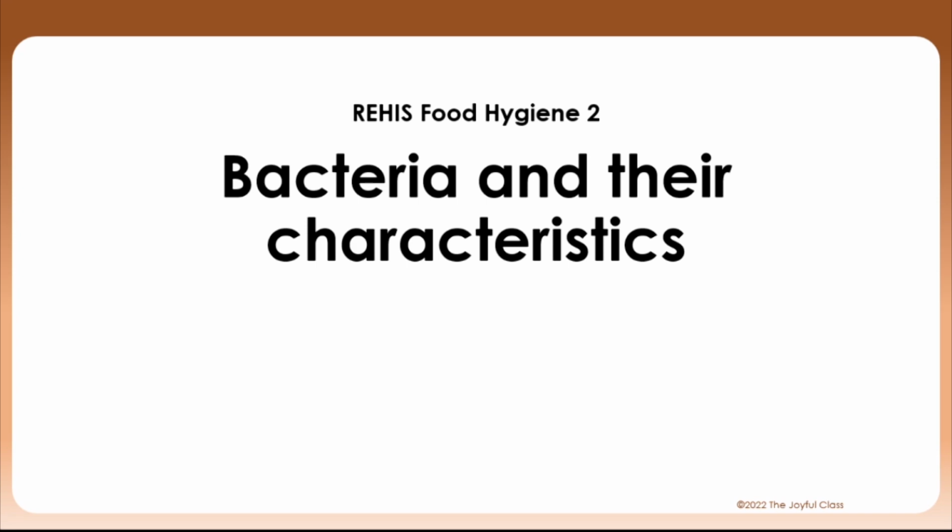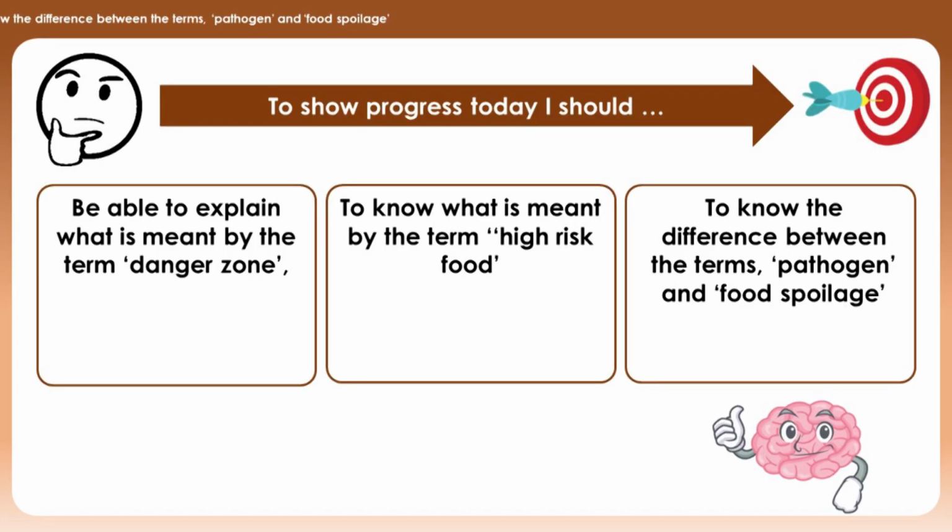REHIS Food Hygiene 2: Bacteria and their Characteristics. At the end of this lesson, you should be able to explain what is meant by the term danger zone, to know what is meant by the term high-risk food, and to know the difference between the terms pathogen and food spoilage.